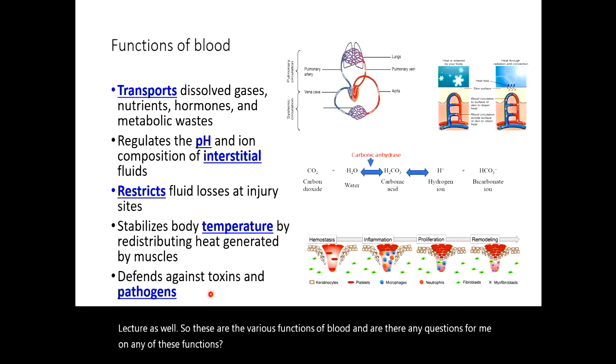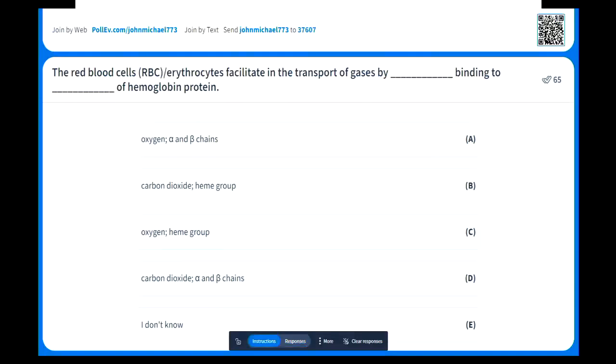Okay, if there are no questions, you know the drill. I have a question for you. The red blood cells or erythrocytes facilitate the transport of gases by blank binding to the blank of hemoglobin proteins. So what gases bind to which part of the hemoglobin? You can turn to your neighbors and discuss this, or your TAs.